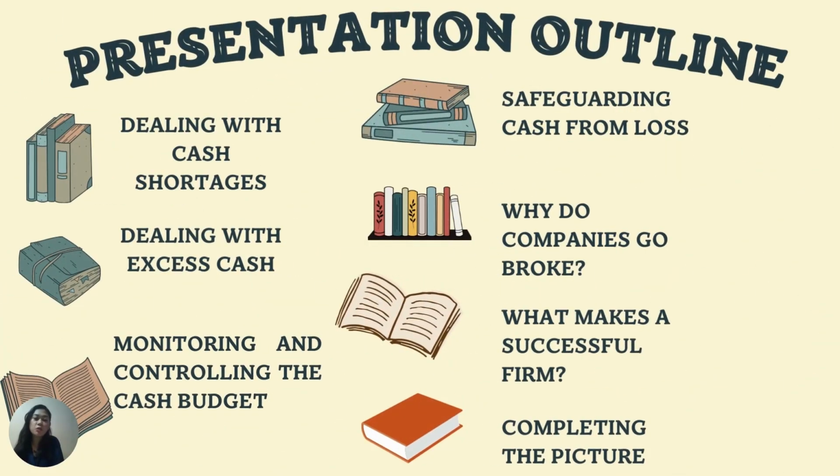Good day, everyone. So my presentation outline is: dealing with cash shortages, dealing with excess cash, monitoring and controlling the cash budget, safeguarding cash from loss, why do companies go broke, what makes a successful firm, and lastly, completing the picture.